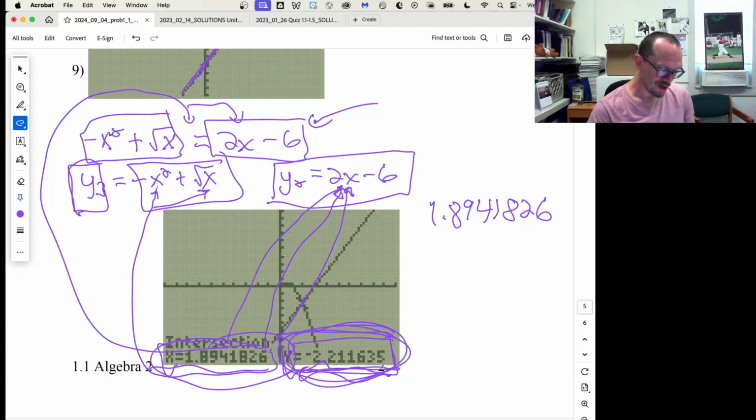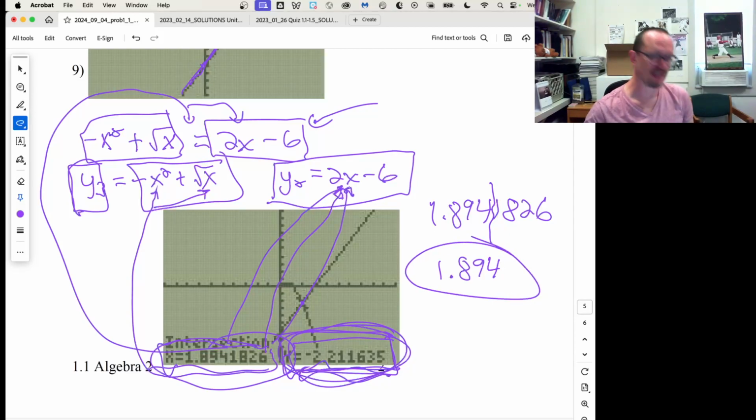I wouldn't get full credit though because I'm supposed to round to the nearest third decimal place. So I look there and I say the digit to the right of the third decimal place is a 1. That is not 5 or larger, so I write down 1.894 as my solution to the equation.